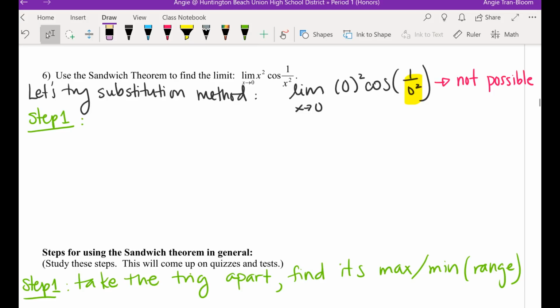So take it apart. What I mean by that is cosine of x. That means, hey, what's the parent function of your trig? Cosine of x. Then you need to tell me the range of the cosine of x function. So the lowest value of the range is -1, that's your min. The highest value of your cosine of x is 1, that is your max. That's your range.